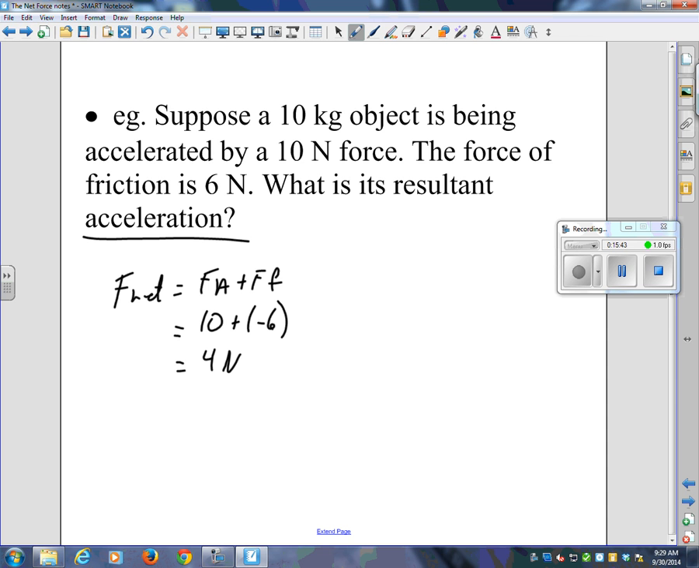Now I can go to F net equals ma. F net is 4, the mass is 10, and the acceleration is 0.4 meters per second squared.